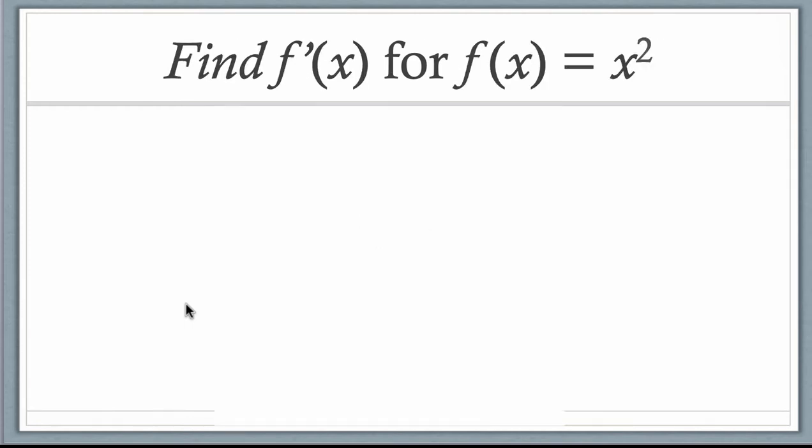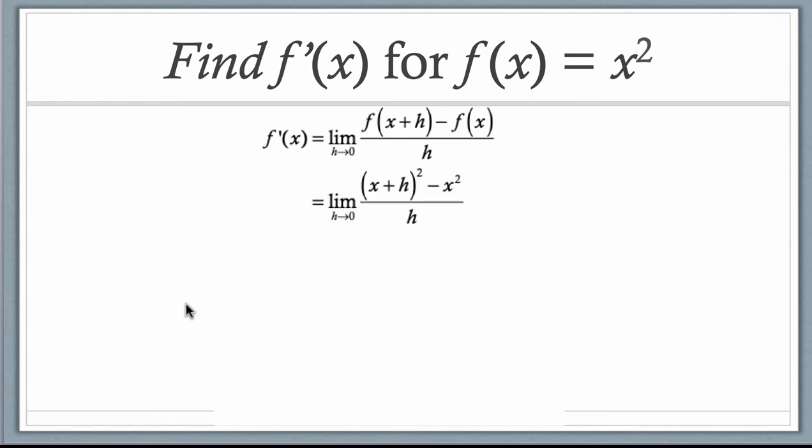Okay, so let's find the first derivative for f of x equals x squared. As defined, we're looking for the limit of the difference quotient at any point. So I'm going to plug in x plus h squared minus x squared over h. Simplify this. If you saw the video on slopes of curves, you already know what the punchline is for this example.